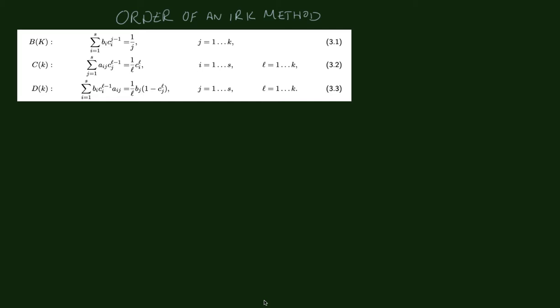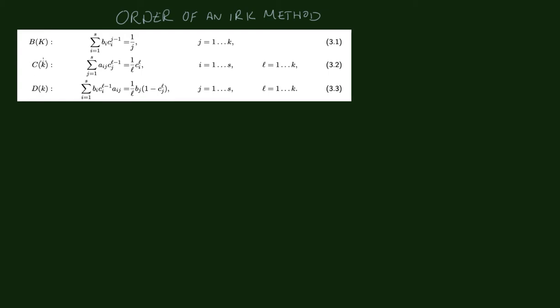So I'll be talking about how we determine the order of an implicit Runge-Kutta method. Now the first thing we should say is that an s-stage implicit Runge-Kutta method can have order up to 2s, but just because you do have an s-stage Runge-Kutta method doesn't mean you have up to order 2s. Okay, so what I've got here is I've copied this from the lecture notes.